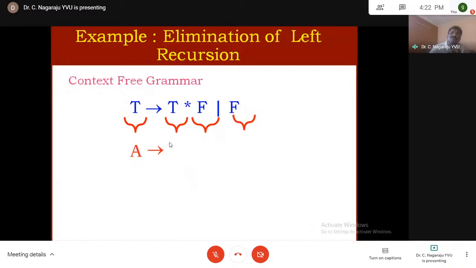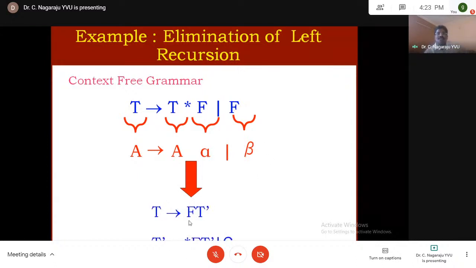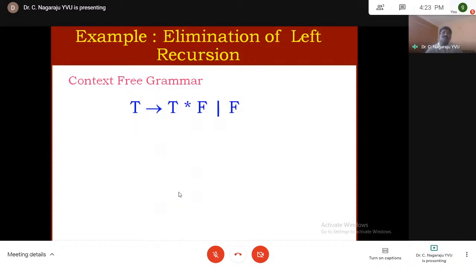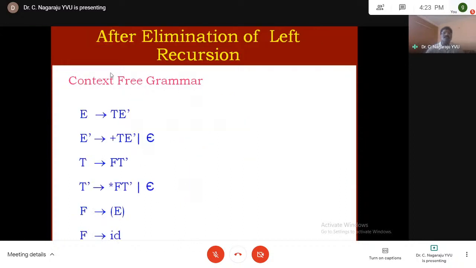So here is also A, alpha and beta. In the previous case I explained the rules. Here also we can write T is equal to F T', and T' is equal to star F T' or epsilon. When you replace this statement with these two statements, you can eliminate the left recursion. This is the context-free grammar after elimination of the left recursion.